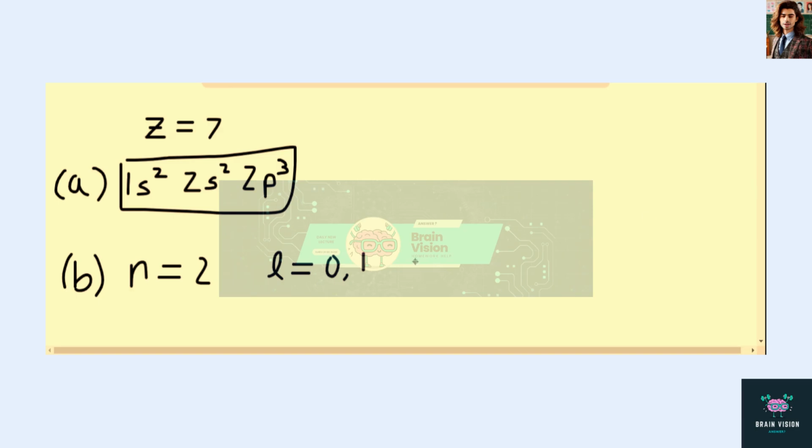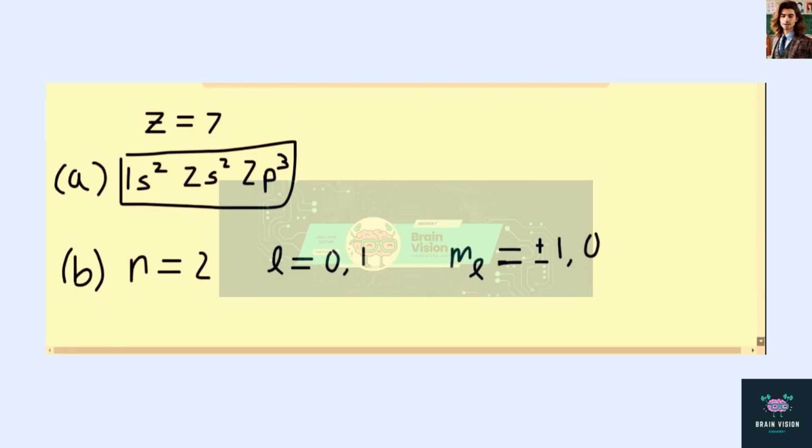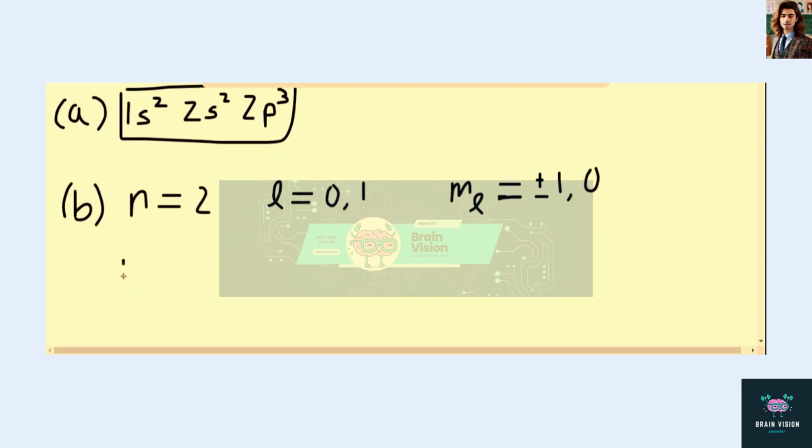m sub l can be any value from negative l to positive l. So this can be any value from negative 1 to positive 1. So our values are plus or minus 1 and 0. And then because we're dealing with electrons here, our spin quantum number, m sub s, is just plus or minus the spin of an electron, which is 1/2. So m sub s is just going to be equal to plus or minus 1/2. So any possible combination of these values is going to be a possible set. So these are all the possible values, and we can box all these in as the solution for part B.